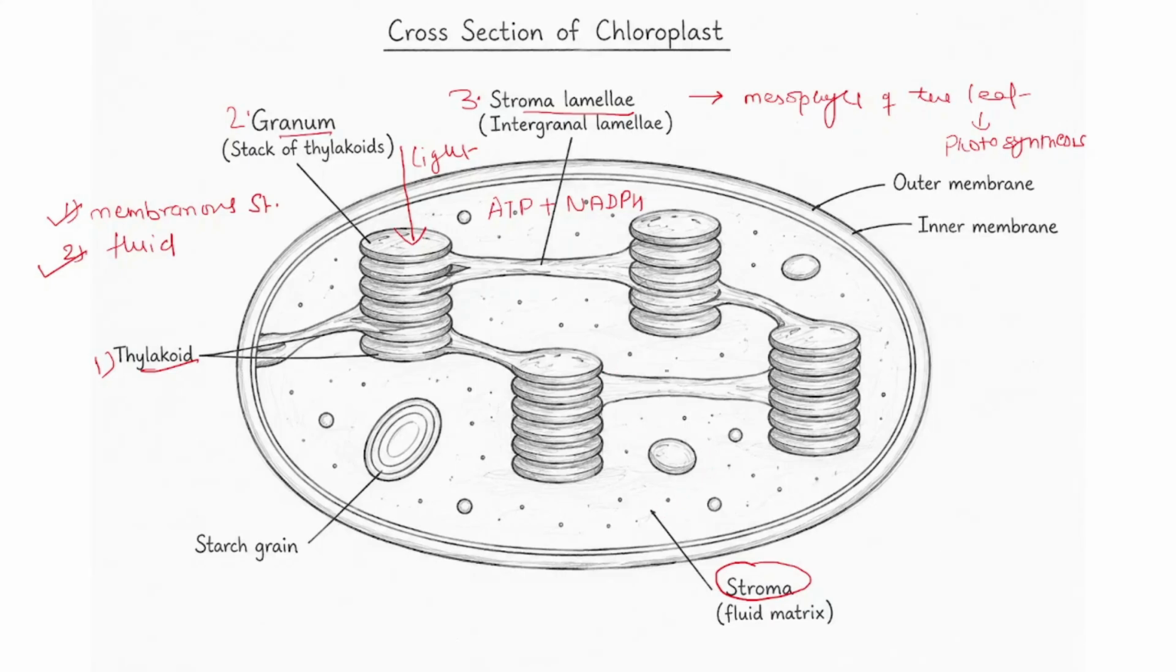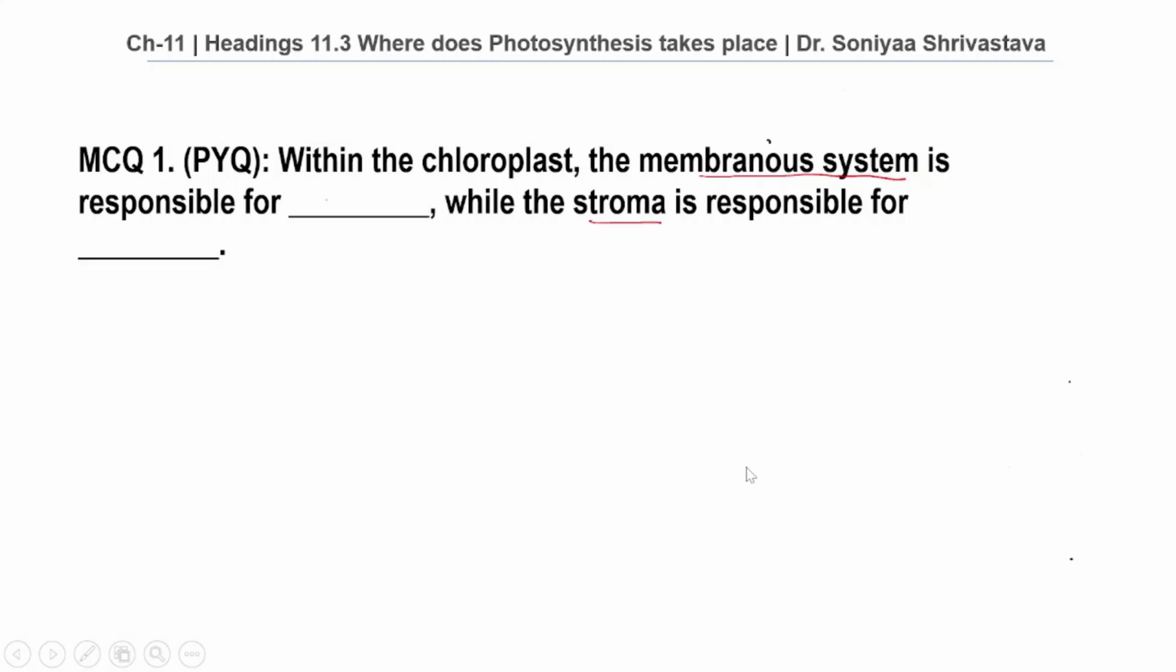So in the stroma, what is happening? Stroma contains enzymes that use ATP and NADPH to synthesize sugar, by fixing what? By fixing carbon dioxide. In simple words, we say that grana catches the light while stroma makes the food. Let's see our options. Option number 1, ATP synthesis.